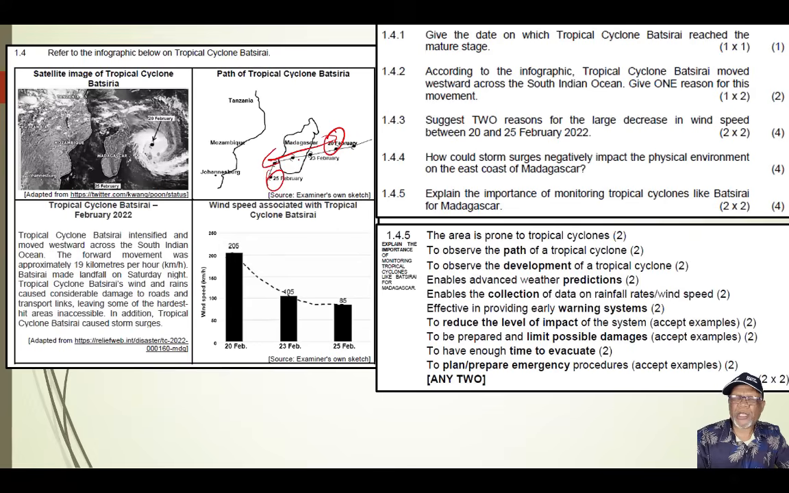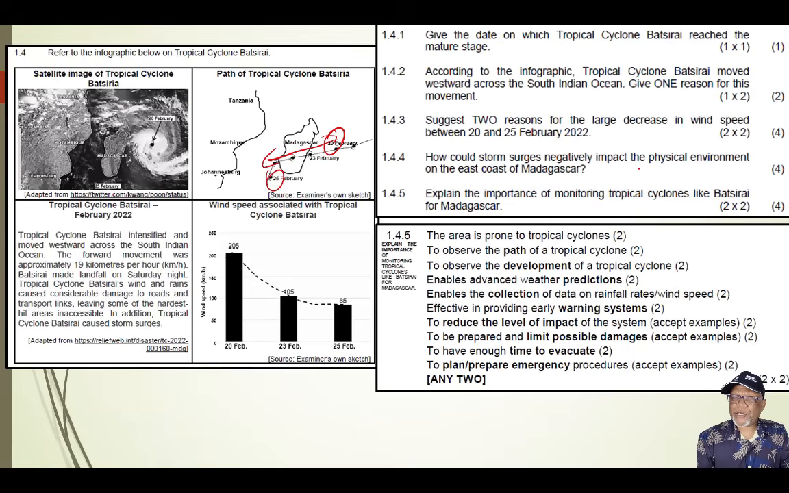You can see now it was moving over the land. So there was high friction over the land. The system was moving over the land and there were a lot of trees over the land. There were a lot of buildings over the land. So you can look at a number of reasons that would make the tropical cyclone slow down over the land.